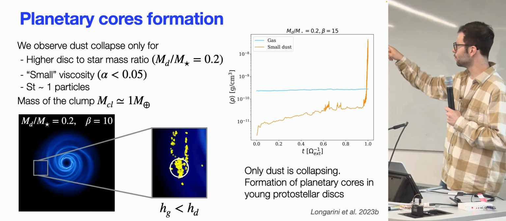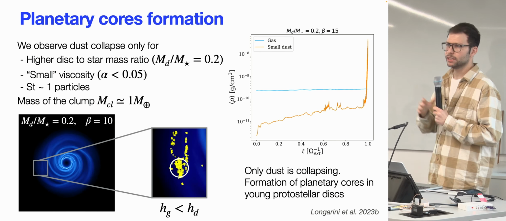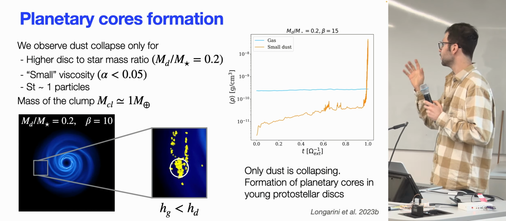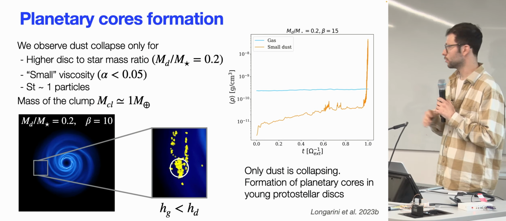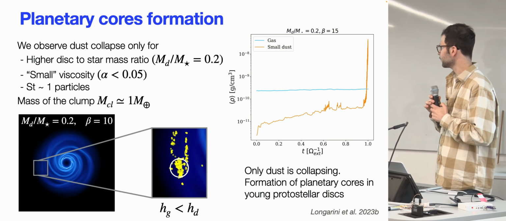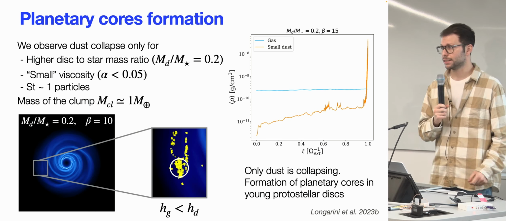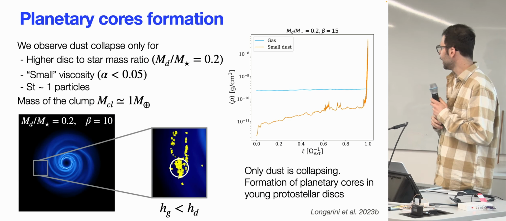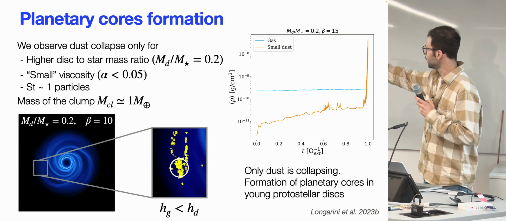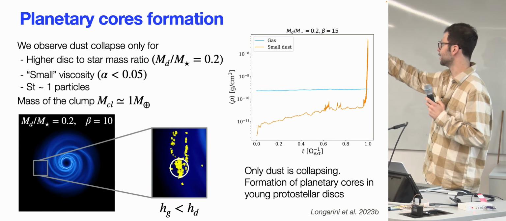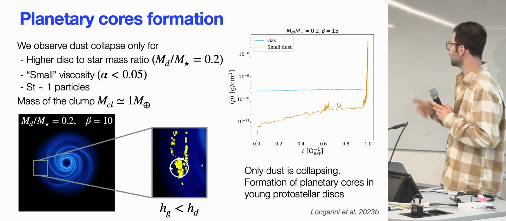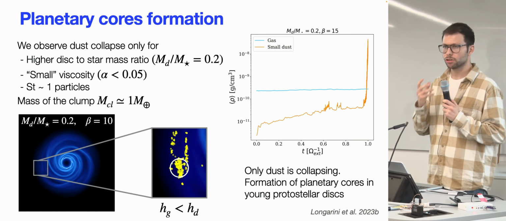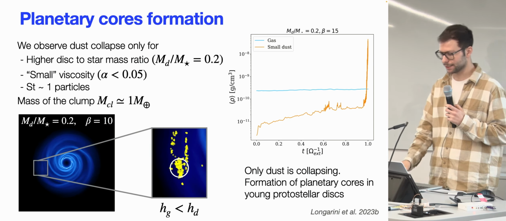I say relatively small because this value is actually high, but for a gravitationally unstable disk, this means that the delta sigma over sigma is not so big. And finally, it happens for Stokes of the order of 1, so for particles that are marginally coupled. In particular, it's possible to measure the mass of this dust clump to be of the order of the Earth mass, so it is actually a planetary core. From this plot, I'm showing you the average density of gas and dust in this simulation. As you can see, only the dust component is collapsing, while the gas is not. So this is actually the formation of a planetary core made up of dust.